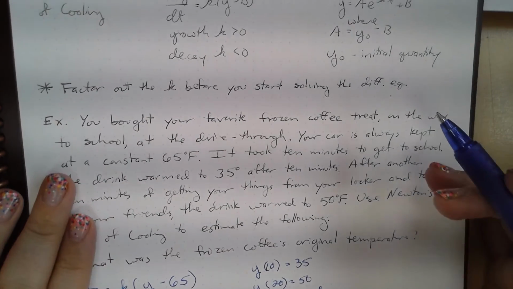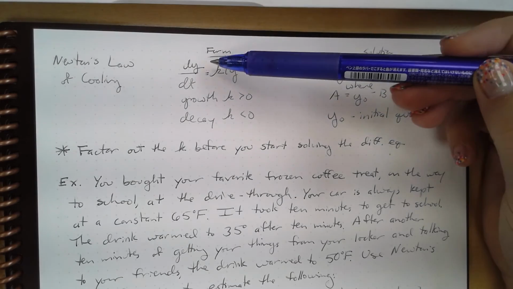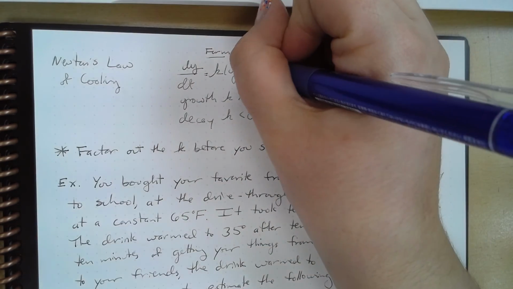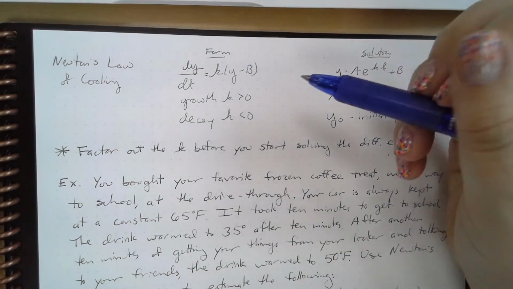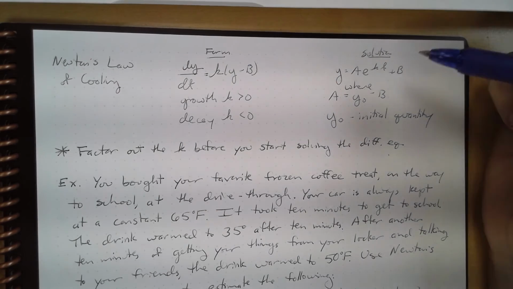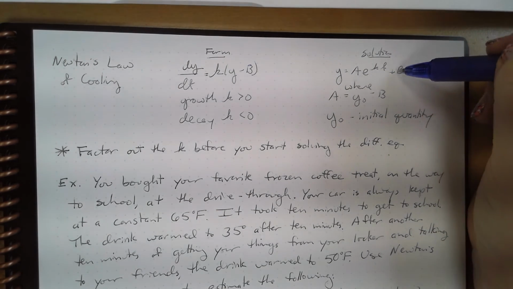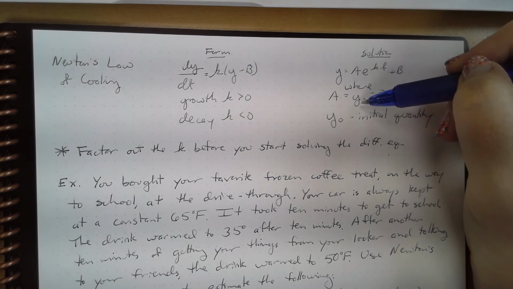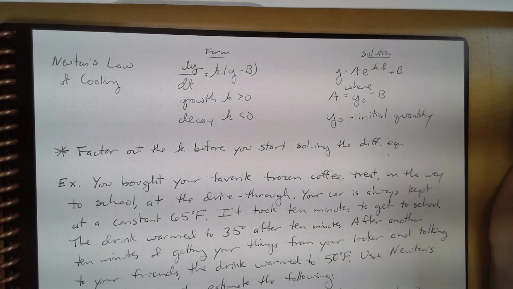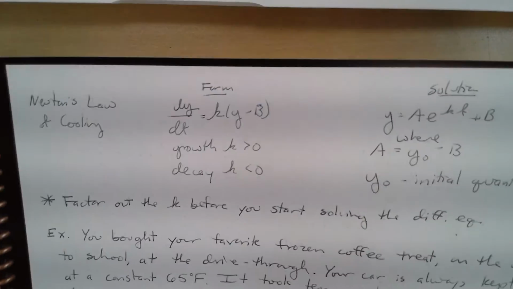And I want to do this with Newton's law of cooling. All right. So Newton's law of cooling is in the form dy over dt equals k times y minus b, where growth is when k is greater than 0 and decay is when k is less than 0. And our solution is actually y equals a e to the kt plus b, where a is going to be equal to y sub naught minus b, and y sub naught is our initial quantity. Okay, so a good tip is to factor out k before you start solving that differential equation.